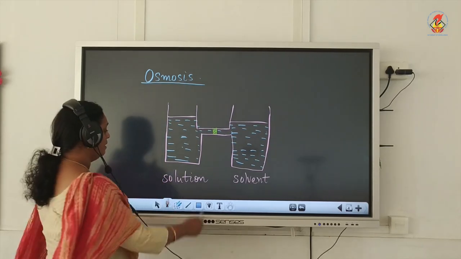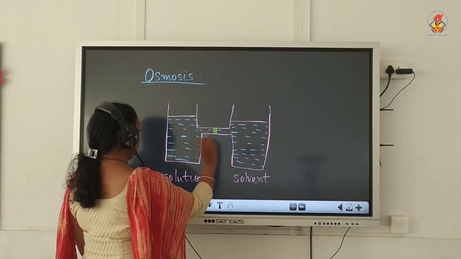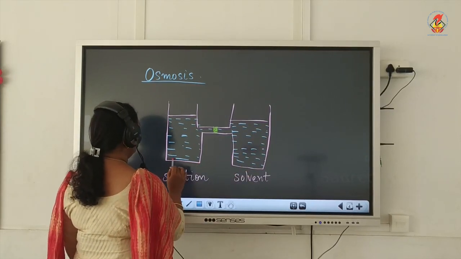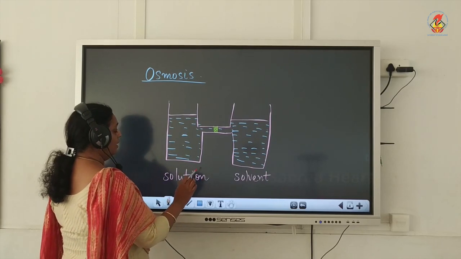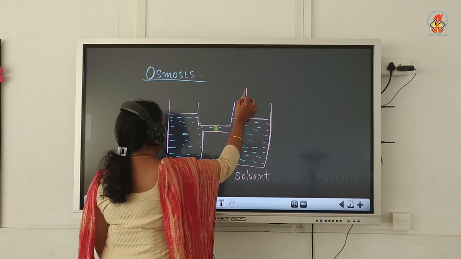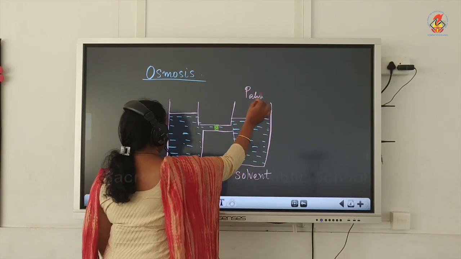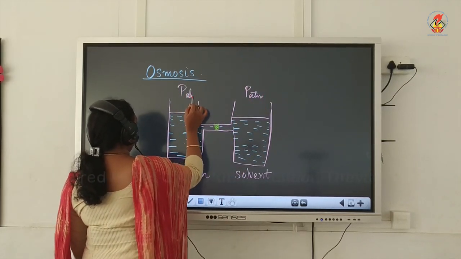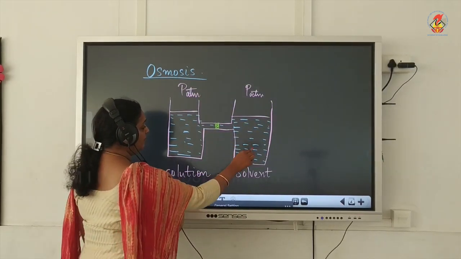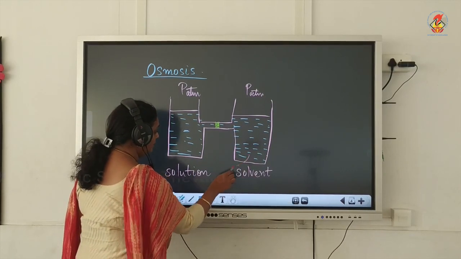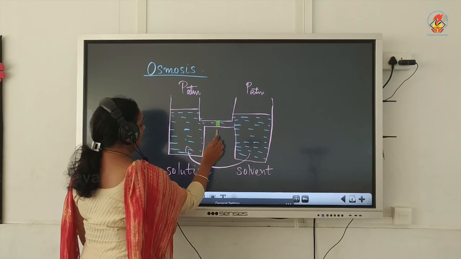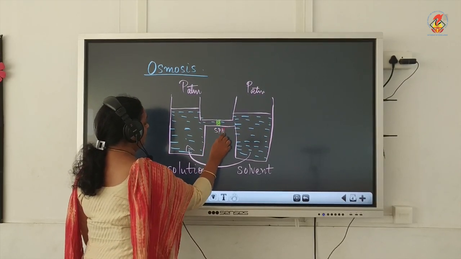Now you can see on the board. This beaker is our solvent, and this beaker is our solution. These two beakers are at the same pressure, that is P atm. Osmosis means the flow of solvent molecules, from solvent to solution, through a semi-permeable membrane. This is our semi-permeable membrane.